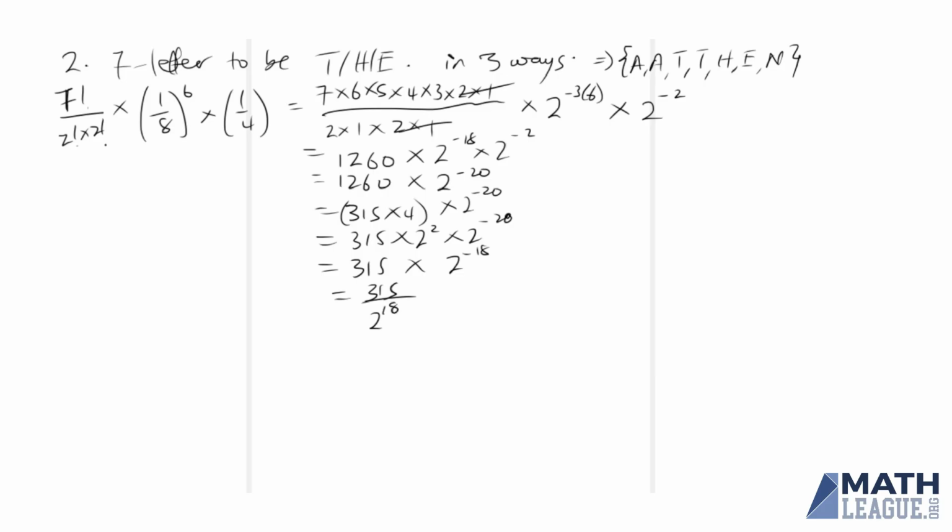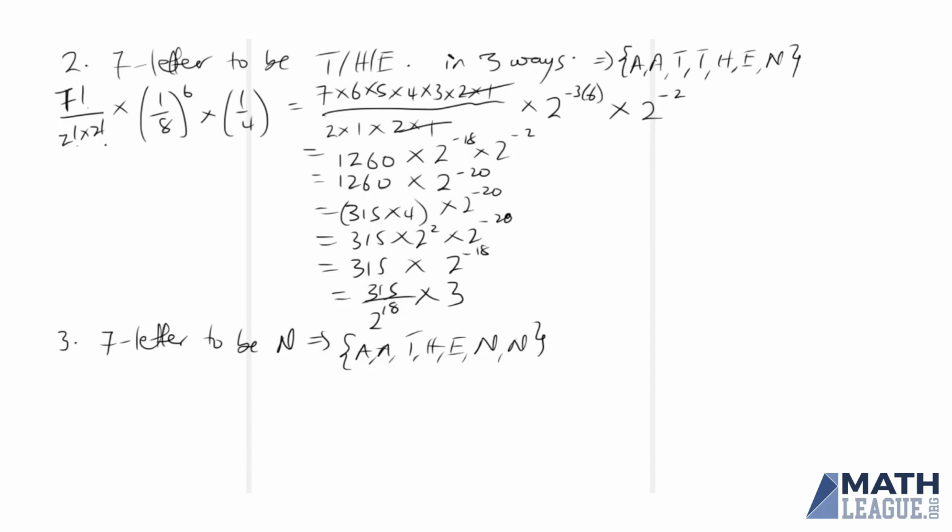So for the seventh letter to be either T, H, or E, we are going to have this. But don't forget that this can happen in 3 ways. So we multiply it by 3. Then in the third case, we can consider our seventh letter to be N. This implies that we are going to have the set A, A, T, H, E, then double N. So we are going to have this.